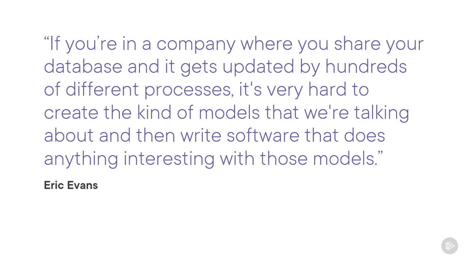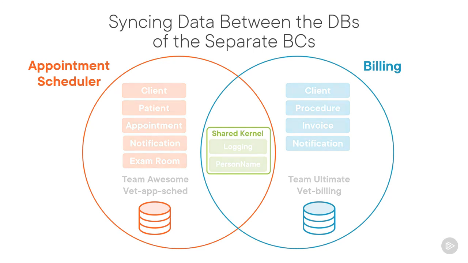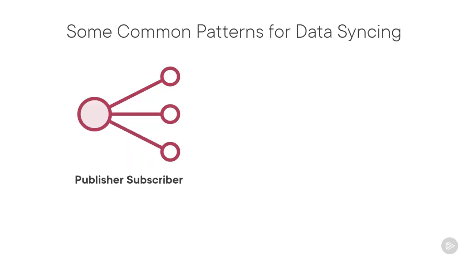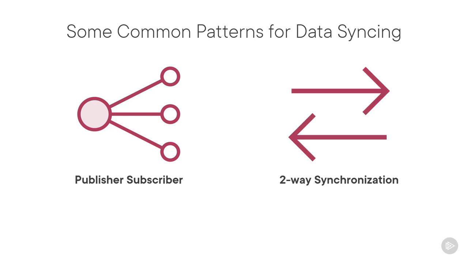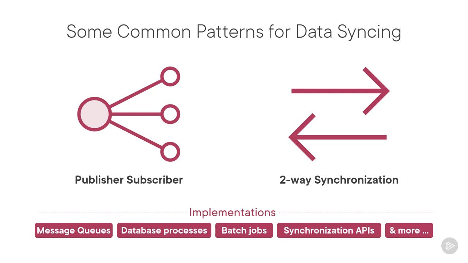Given that sharing a database across bounded contexts is really not a great idea, then we have another important question. Another question that comes up often is how to sync data between the individual databases that are tied to each of the bounded contexts. Some different patterns you can use are publisher-subscriber, commonly referred to as pub-sub, and two-way synchronization. Pub-sub is definitely simpler and preferable when you can manage it. You can use different implementations like message queues, database processes, batch jobs, or synchronous API calls. It's really up to you how you want to design your synchronization between bounded contexts. The point is just that you don't get the integration for free from using a shared database.